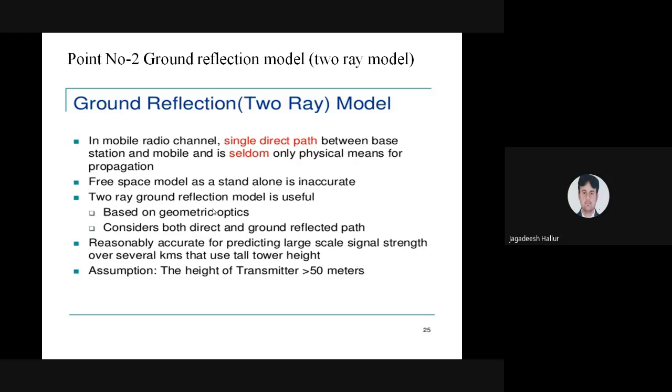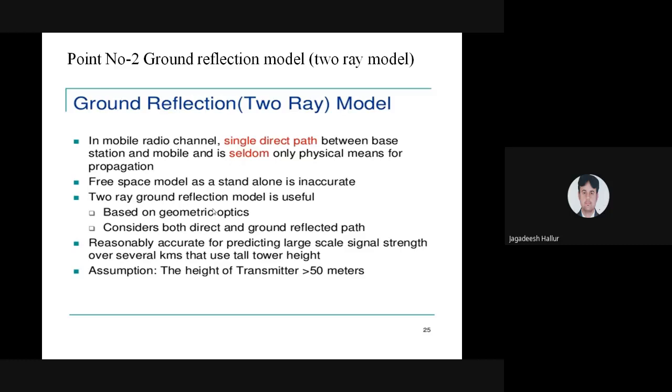There are a transmitter and a receiver. Two waves are coming from the transmitter: one is a direct line of sight wave to the receiver, and one more is a ground reflected wave from the transmitter to the receiver. There is one derivation here. This is very, very important from a derivation point of view.